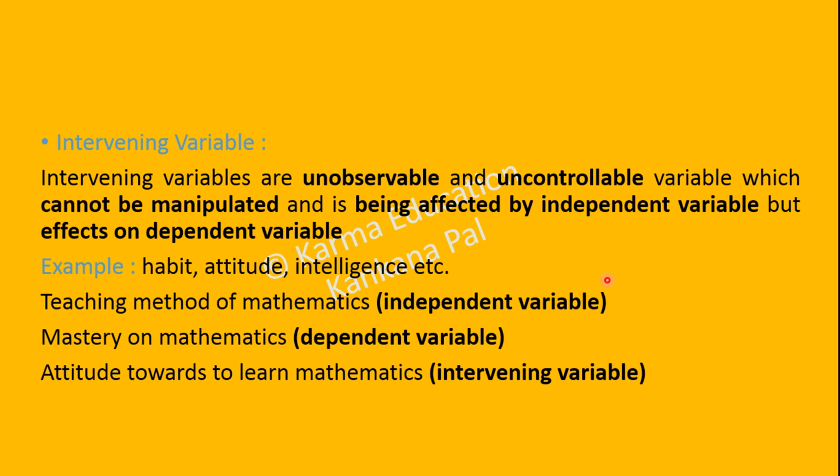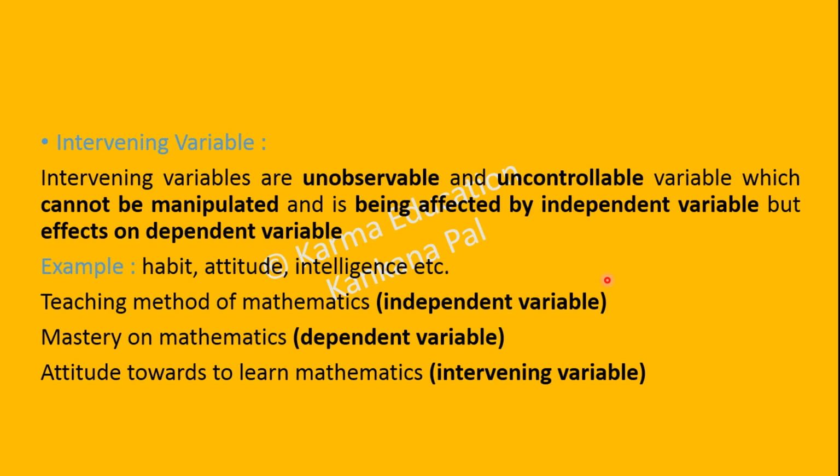For example, teaching method of mathematics, independent variable. Dependent variable is mastery on mathematics. Now the intervening variable is attitude, or you can say the intelligence level or IQ level, towards learning mathematics, which is unobservable but has effect on dependent variable, that is the mastery on mathematics. Clear? So extraneous variable is uncontrollable, whereas intervening variable is unobservable as well as uncontrollable, but it also has effect on the dependent variable.